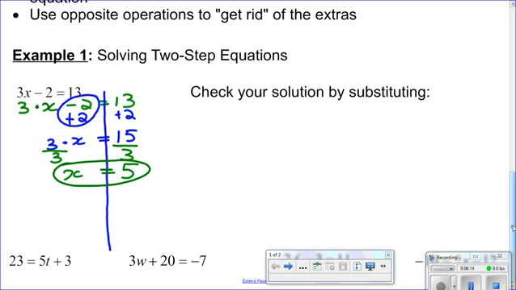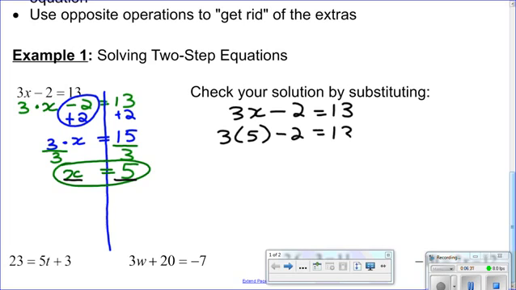We are going to check by substituting. So 3x minus 2 equals 13. Writing my equation down again, I'm going to replace x with the answer. So I'm going to replace x with 5. Notice that I substituted it in brackets. I didn't go 35 minus 2 equals 13. Okay, that's not what we want to do.